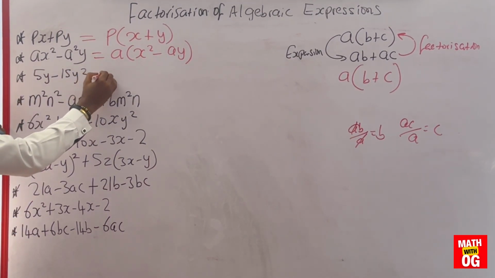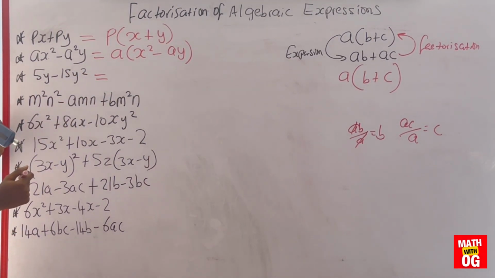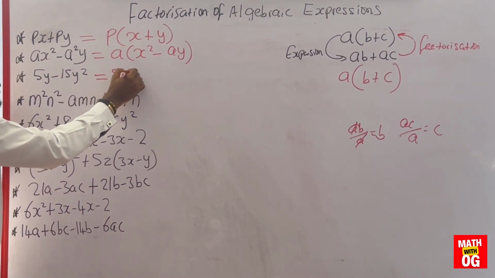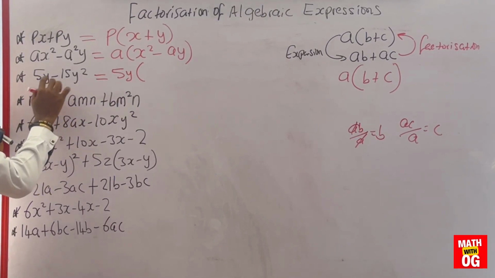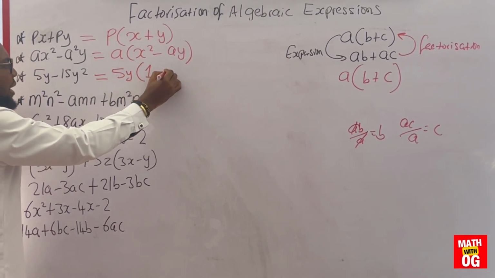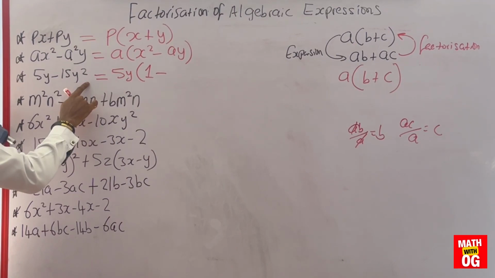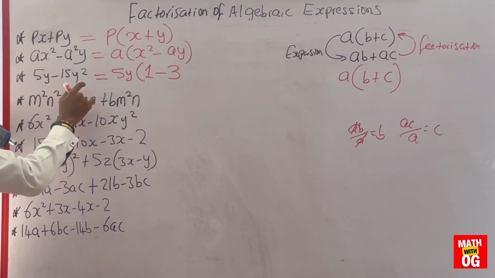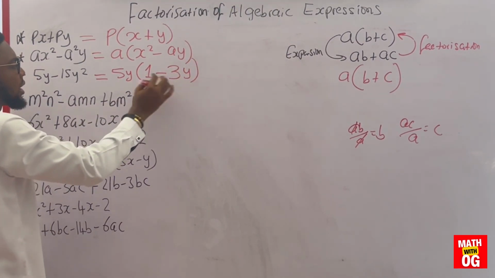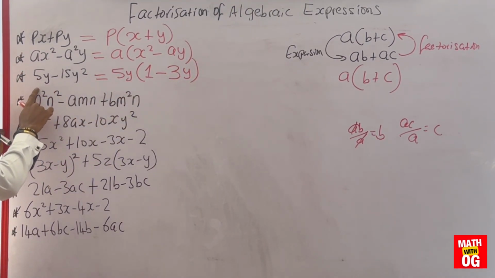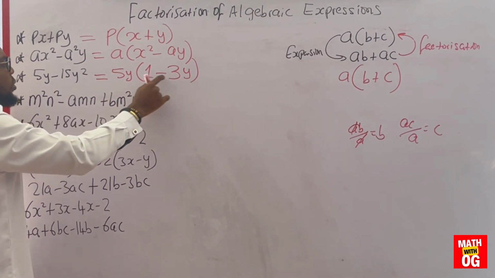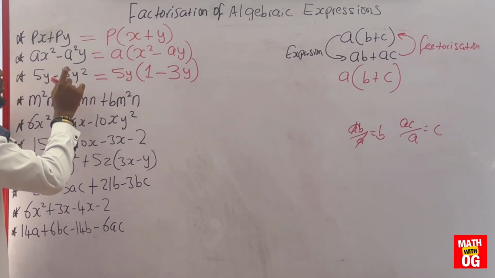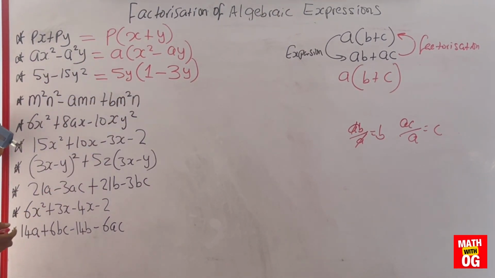Over to the next question. The HCF of 5y and negative 15y squared is simply 5y. 5y is common to both of them. 5y will go into 5y once, minus 5y will go into 15y squared: 5 into 15 is 3, then y into y squared is y. So you can see that 5y times 1 will give me 5y, and 5y times negative 3y will give me negative 15y squared. So that's the answer to the question.